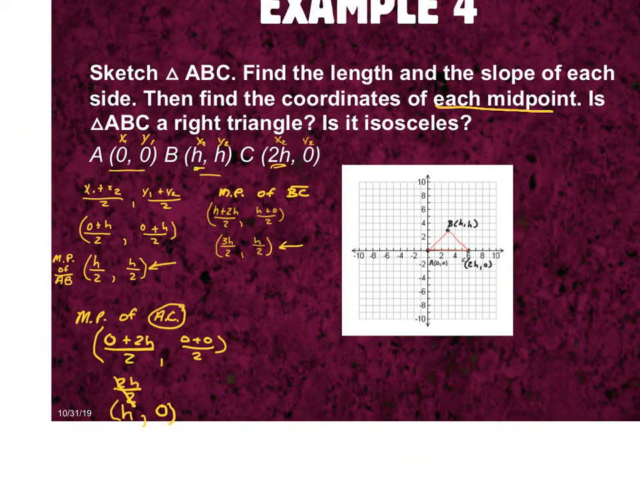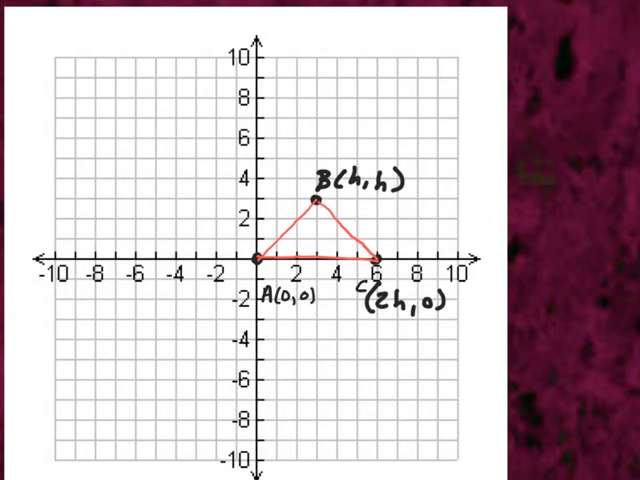So we found the coordinates of each midpoint. We need to know whether it's a right triangle. Well, looking at this, the only possible area where there might be a right angle is right there. Now, I'm not saying there is. I'm just saying if there is, it's right there. So we're going to look at the slopes of these two lines right here, AB and BC.